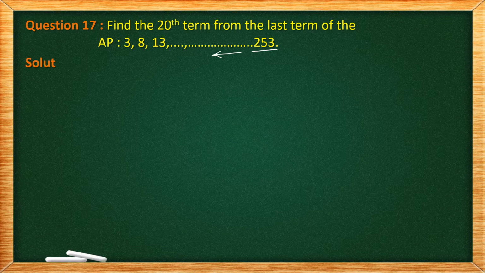So for this, we will write this AP in reverse order. Then we will find out the 20th term, and this will be the 20th term from the last term of the given AP. So let's start our working. Here we can see the common difference.